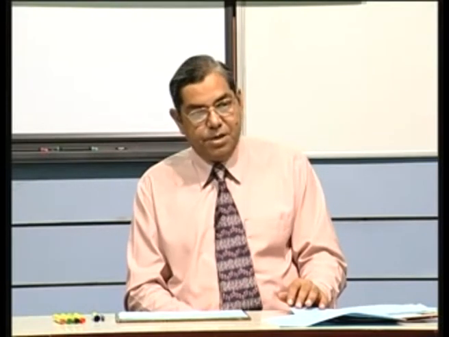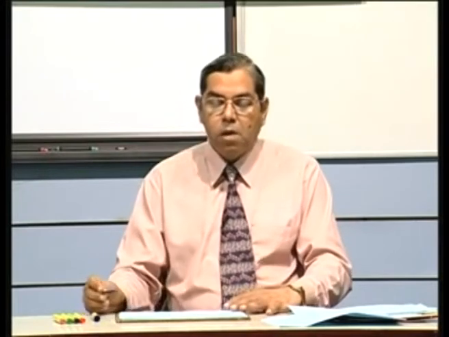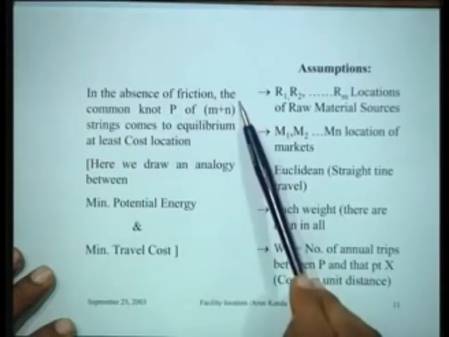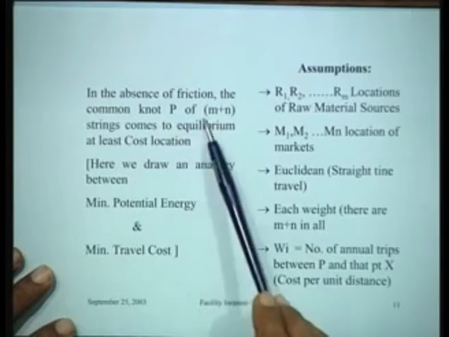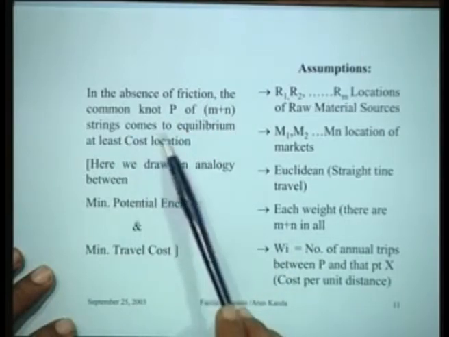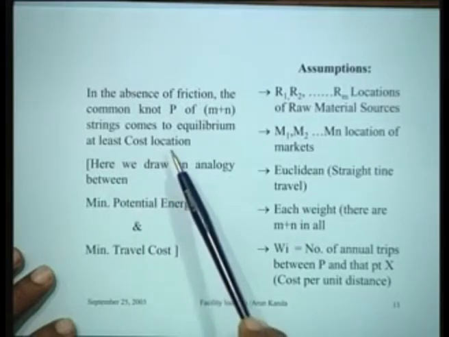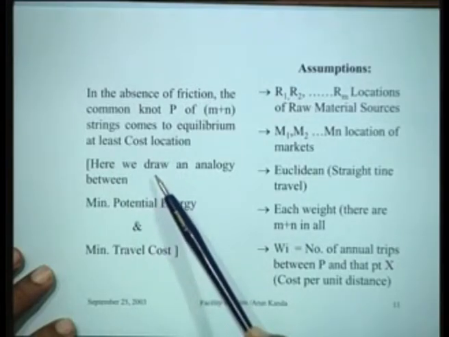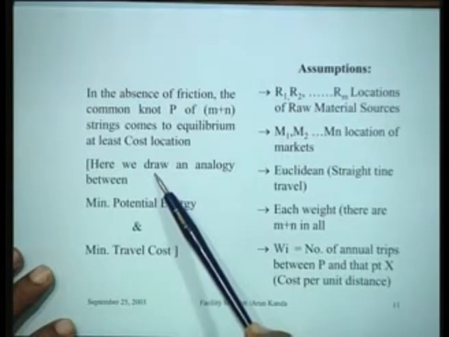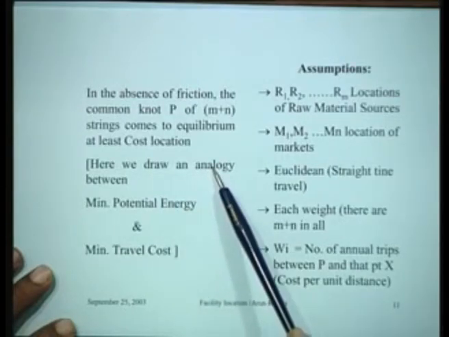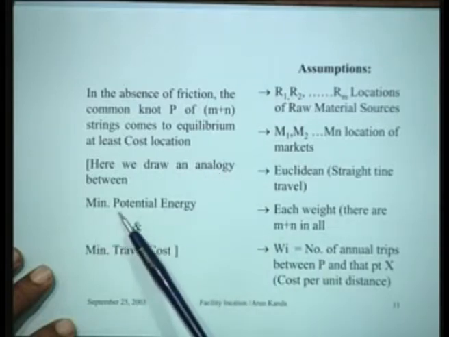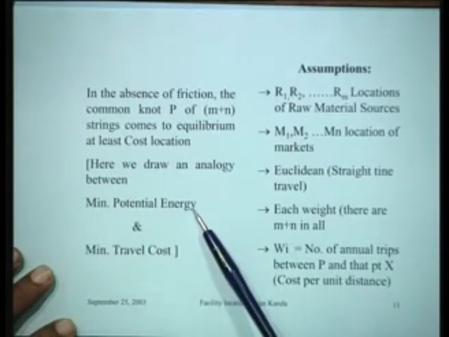Here is how we calculate the weights and the assumptions for the model. We have said that in the absence of friction, the common knot P of M plus N strings comes to equilibrium at the least cost location. Basically, what we have done in this model is that we have drawn an analogy. What have we drawn the analogy between? The string comes to equilibrium when the potential energy is minimum.